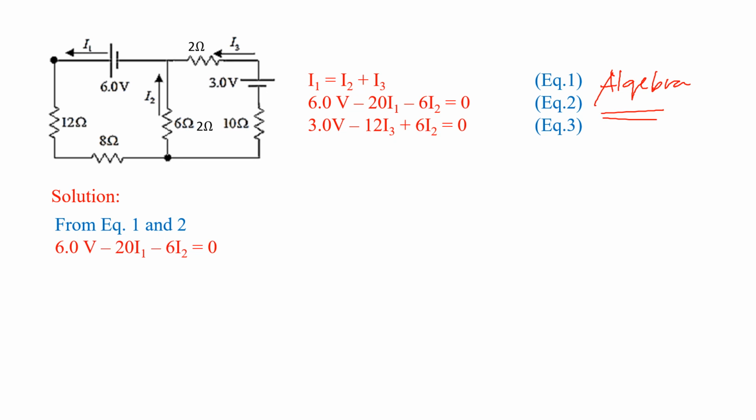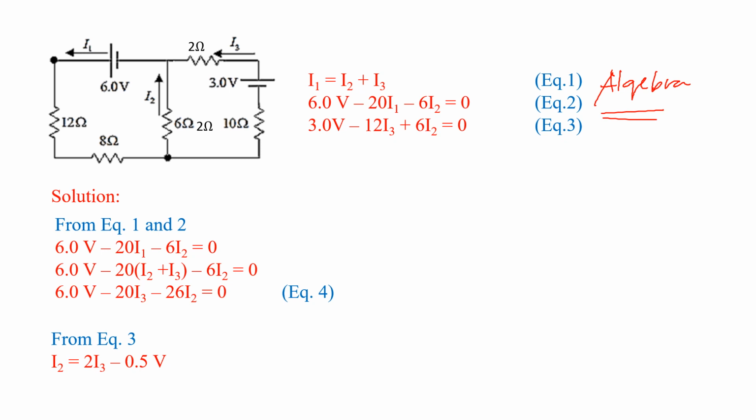This is your equation 2. And from equation 1, I can replace your I1 with I2 plus I3. So you have 6 volts minus 20 (I2 plus I3) minus 6 I2 is equal to 0. And simplifying the equation, you have 6 volts minus 20 I3 minus 26 I2 that's equal to 0. And I label this one as your equation 4.